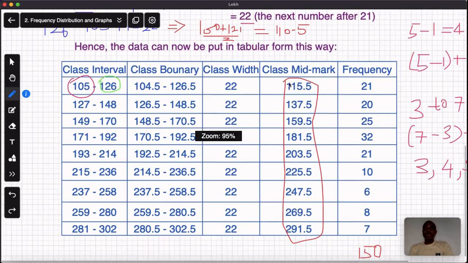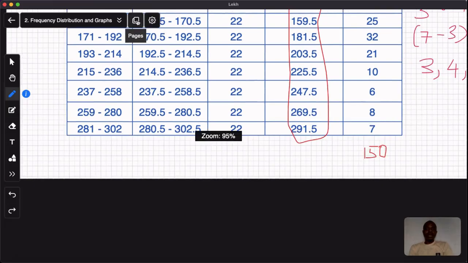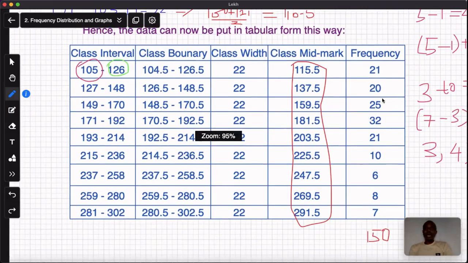All right, so now the class mid-point will be obtained by adding the upper class limit and the lower class limit. When you add them up and divide by 2, you're going to get the midpoint for each of them. So that's how you get that. Now, I'm assuming that these are the frequencies and that we have 150 at the end when you add everything. This one is just by way of explanation. I know I didn't give the data set, but I'm assuming that we have 21 values that are from 105 to 126.